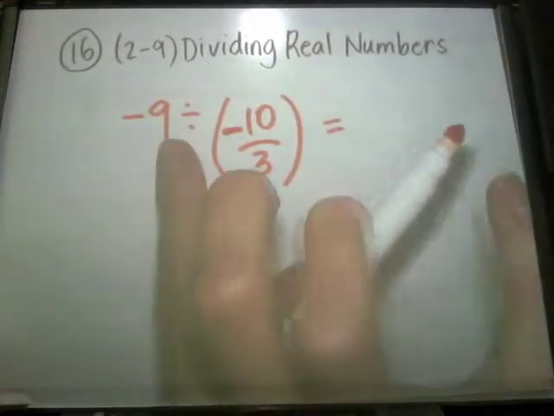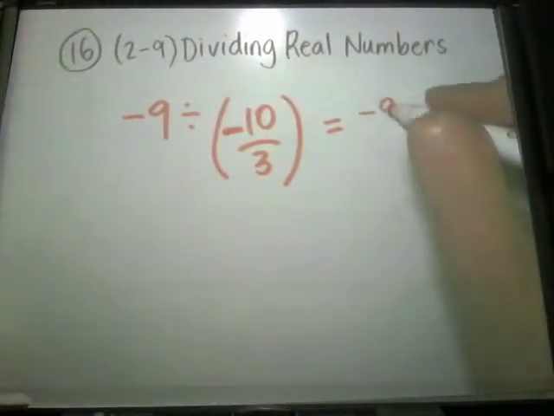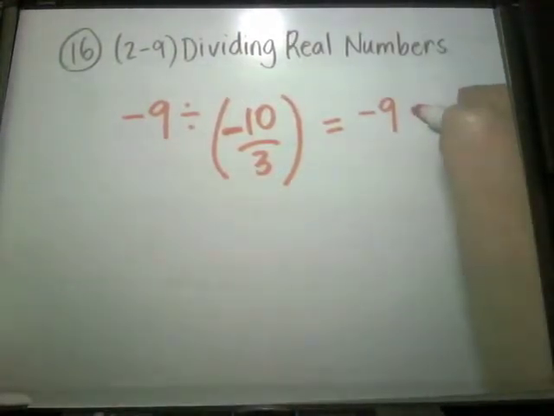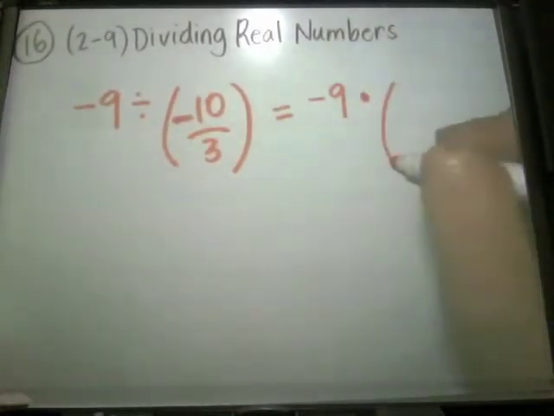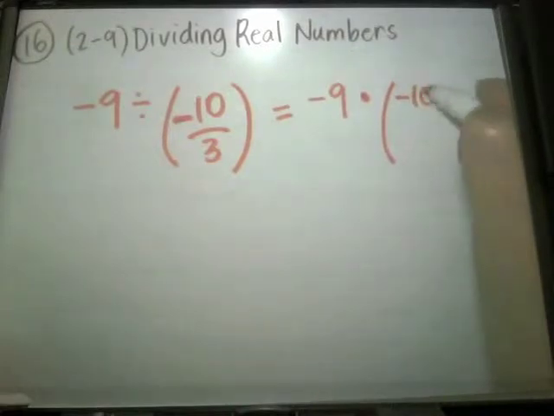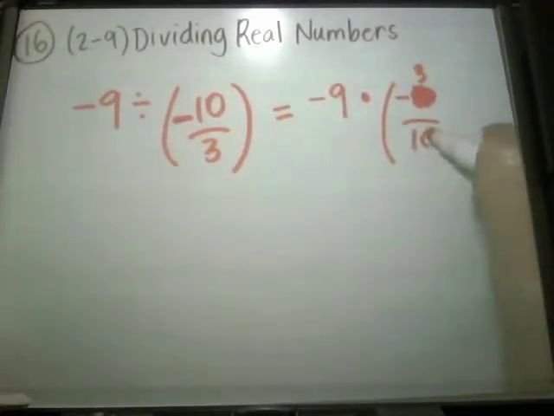So remember that the first number, whatever it is, does not change. We change division to multiplication, and we take the second fraction and we flip it. Whoops, oh, I didn't flip it. And we flip it, sorry for the mess, upside down. That's a 3.